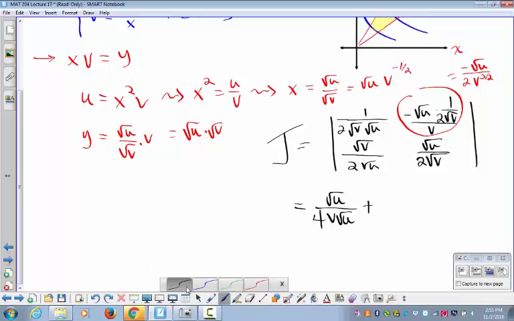The numerators will be root u times root v. Root u, root v. Denominator is another fourth, for sure. And then we have a root u. And we have v to the 3 halves. Here I'm going to write it as v root v because the root v's will cancel nicely. It'll be easier to see it.